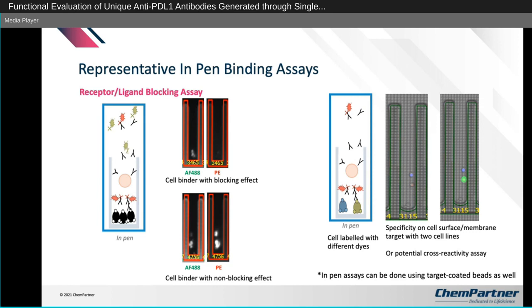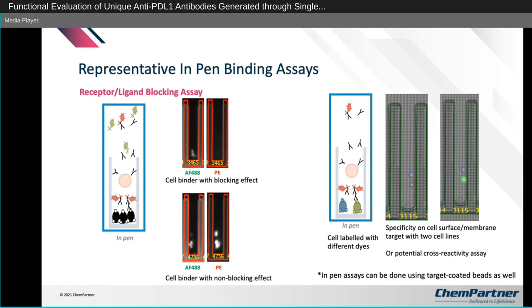So on this slide, I have shown some of the in-pen binding assays. On the left side, you can see either beads or cells that express target of your interest are loaded into the nanopen along with the single B cell. The binding signal will be detected surrounding the cell or bead if that B cell is secreting antibody specific to the target. For the blocking activity, we imported detection antibody here conjugated to Alexa Fluor 488 so that we could detect the presence of secreted antibody.